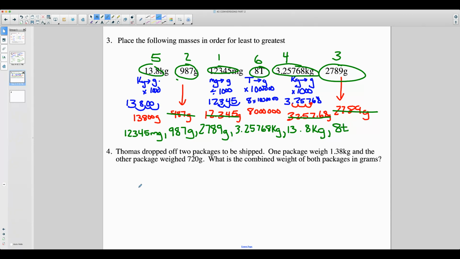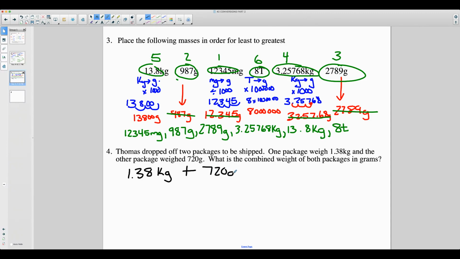Okay. Thomas dropped off 2 packages to be shipped. One package weighed 1.38 kilograms, and the other package weighed 728 grams. What's the combined weight of both packages in grams? So we have, let's start this off. We have 1 and 38 hundredths of a kilogram. And we're supposed to combine weights. We're going to have to add it at 720 grams.